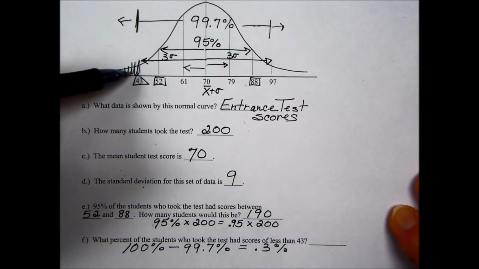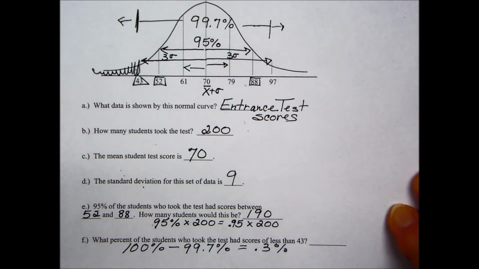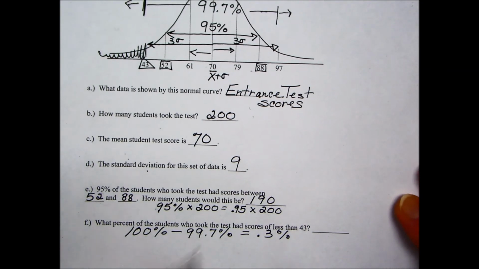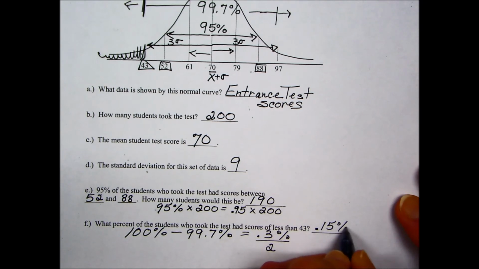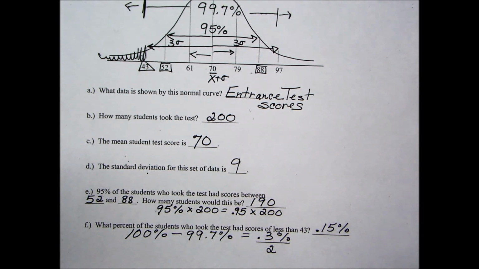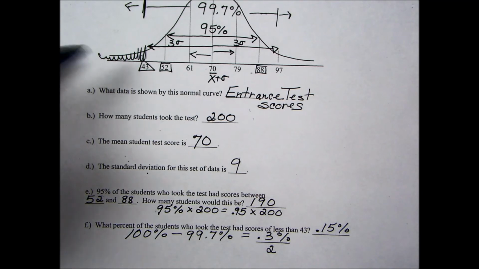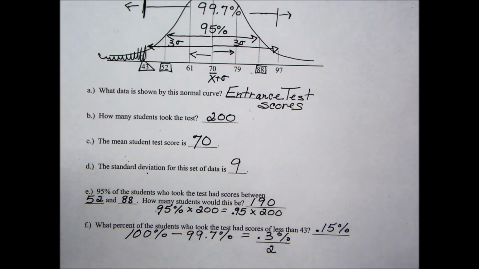So to find half of that remainder, I now need to take that percent and divide it by 2. 0.3% divided by 2 results in a 0.15% of the students scored less than 43. We also could have answered that 0.15% scored greater than 97. Very rare occurrences.